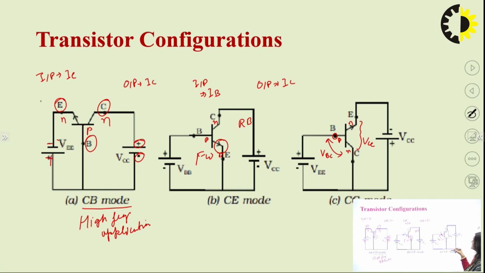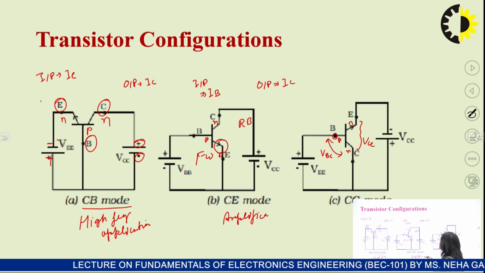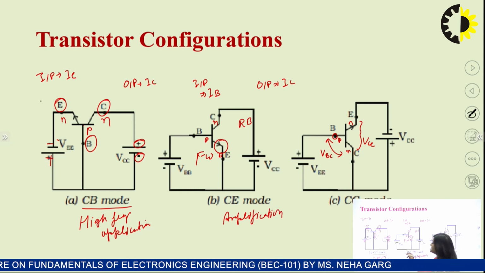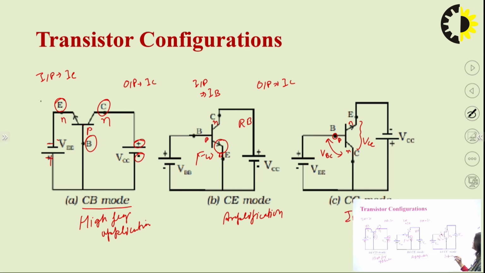So this common collector mode is generally preferred for impedance matching. Like common emitter is preferred for amplification, and common base mode is used in high frequency applications, and common collector mode is used in impedance matching. Impedance matching means we have to match the impedance at the source side and at the load side, so as to transfer the maximum power to the load side.